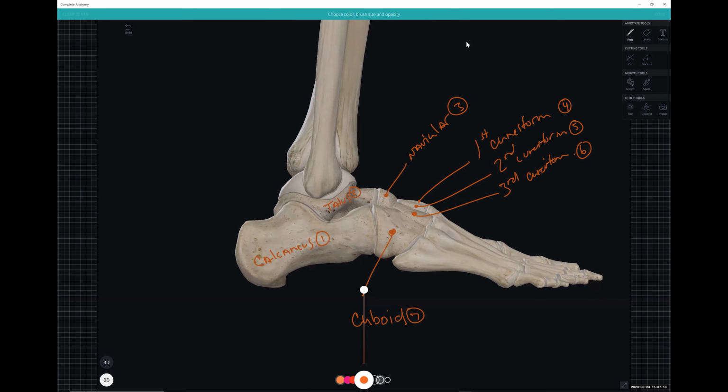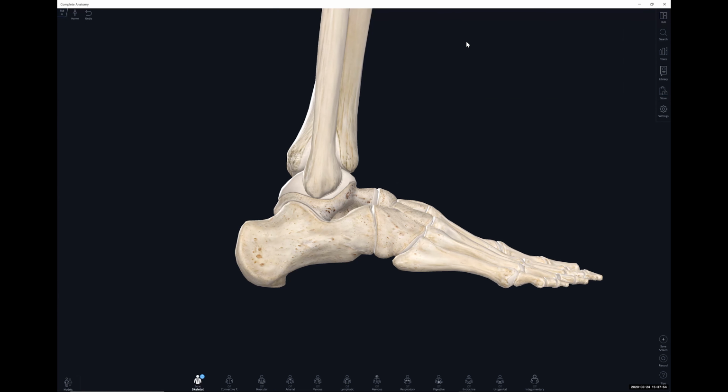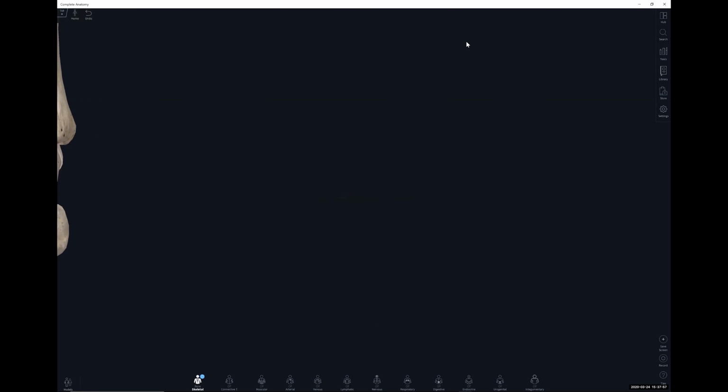And again, moving forward, metatarsals, with this being the 5th, 4th, 3rd, 2nd, and hidden way over here is the 1st, and then the phalanges. And there are 14 of those. So let's look at it from underneath and see if we can identify all the bones.